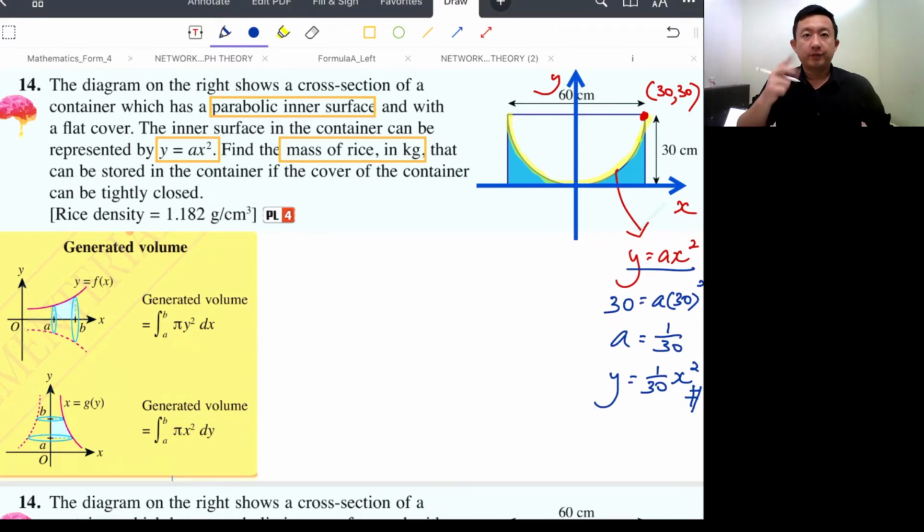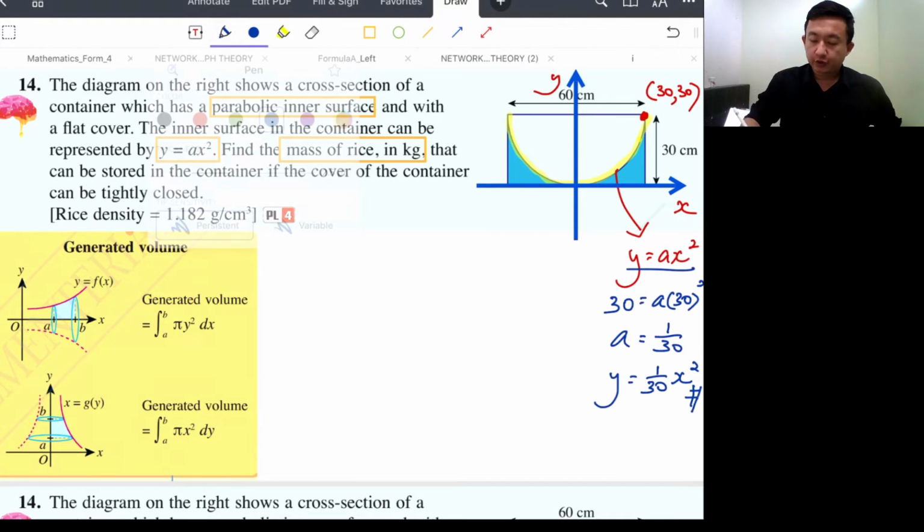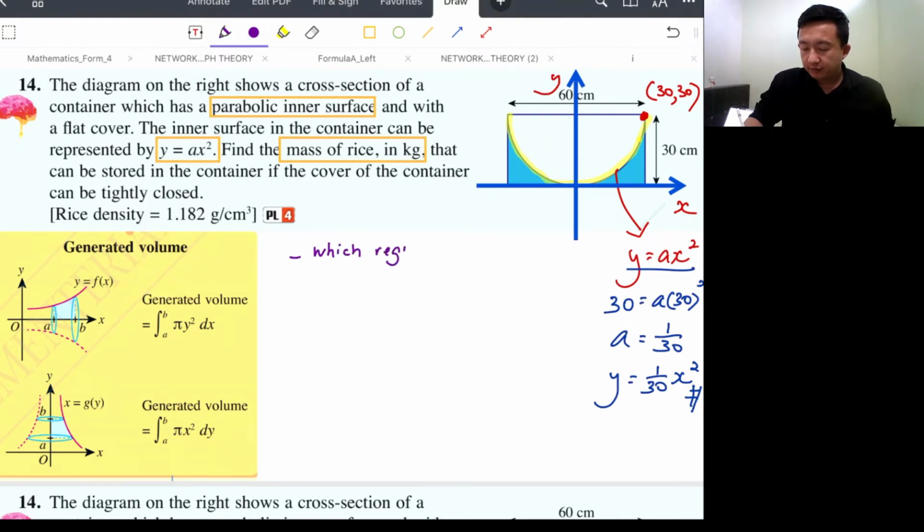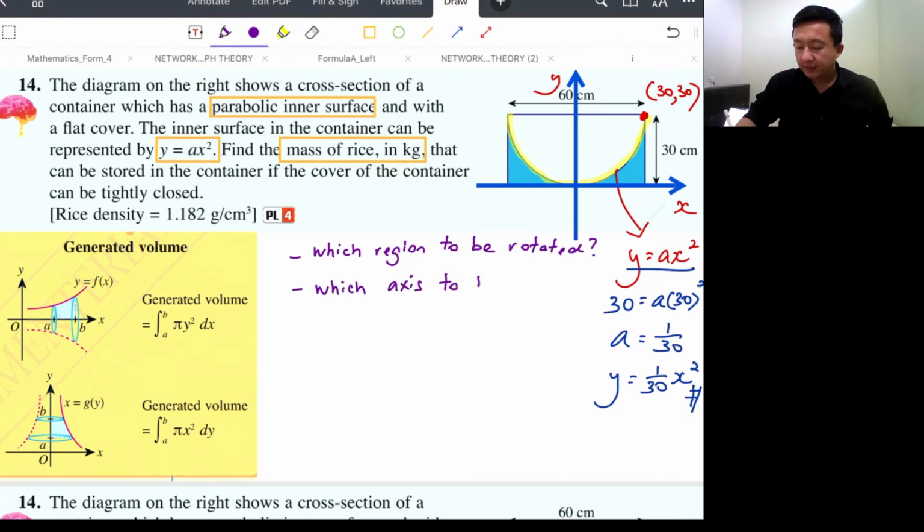Then, to find the volume, there are two things you need to decide on. Which two things? To find volumes by using integration, you have to decide which region to be rotated, and which axis to be rotated at. Okay, two questions. Which region are you going to rotate? Which axis are you going to rotate at?